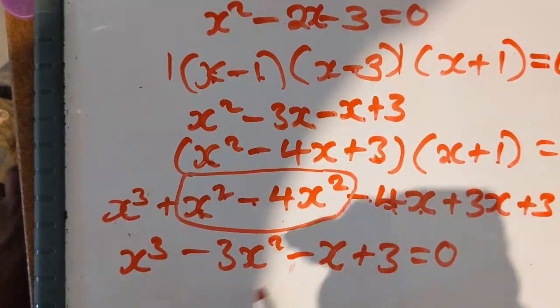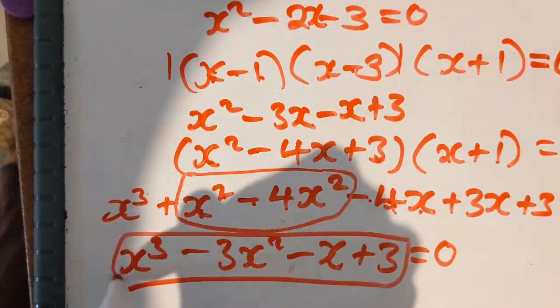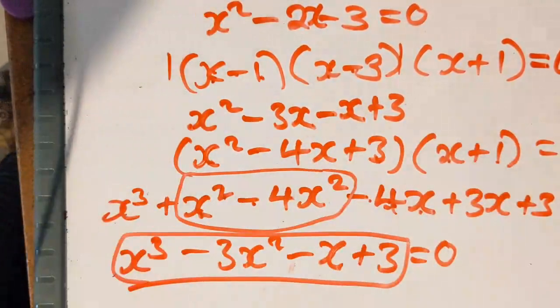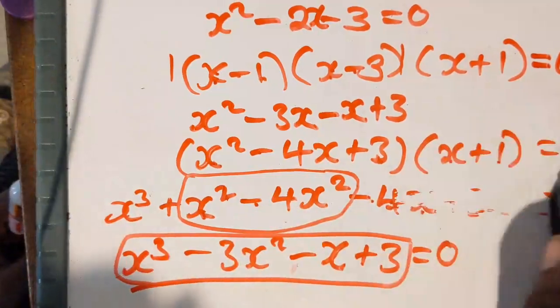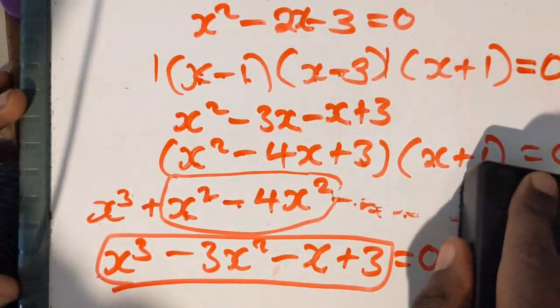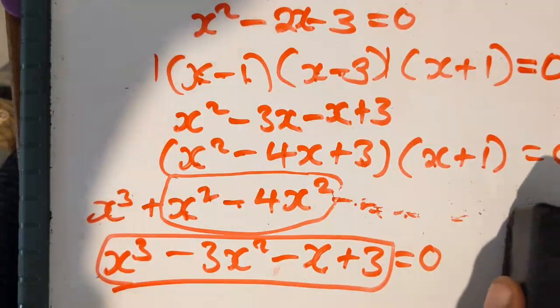So if you look at this polynomial and what we had found, this is the same polynomial we started with before dividing. So that is what you are supposed to do.